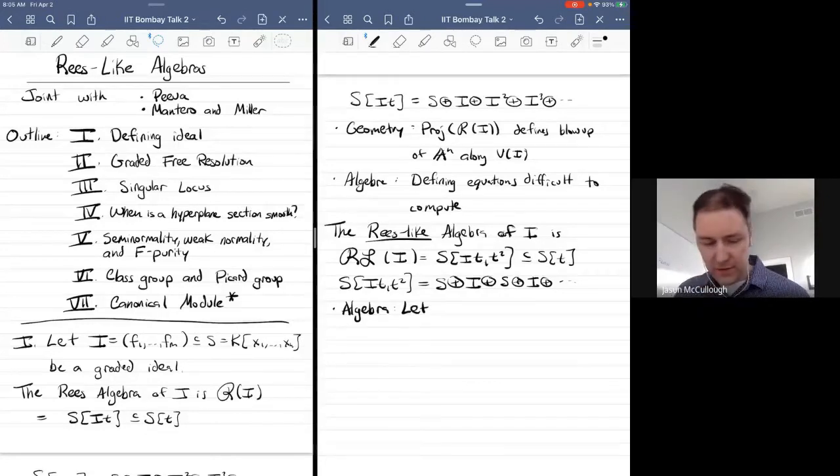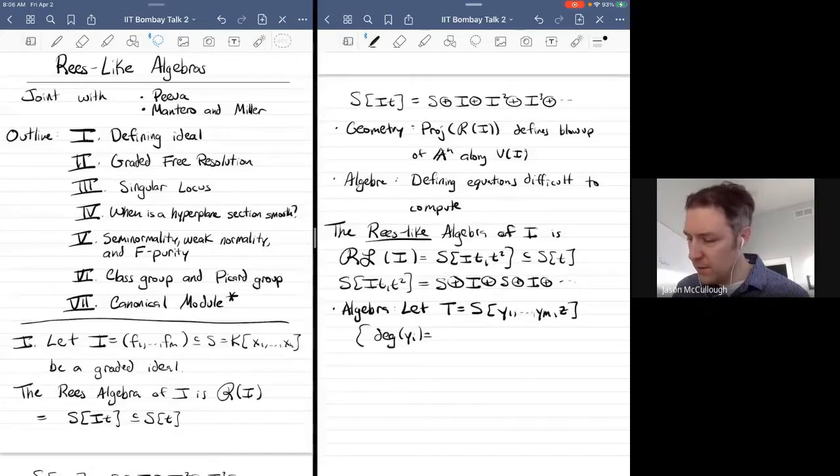So let's see if we can study the defining equations. So we make a new polynomial ring with m+1 new variables. And here I want to make sure that it's graded so that the degree of y_i is the degree of f_i plus 1. The degree of z is 2.